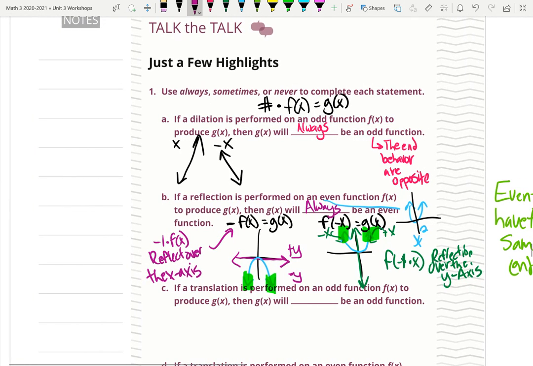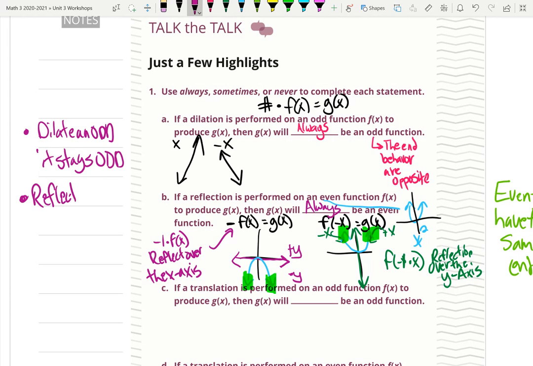So far we've basically determined that if you dilate an odd, it stays odd. If you reflect an even, it stays even.